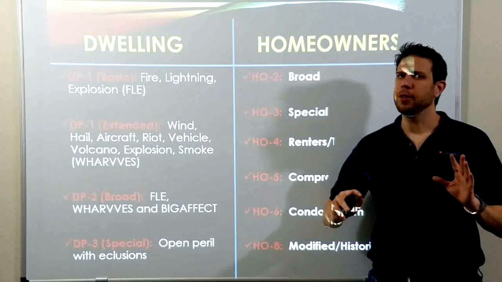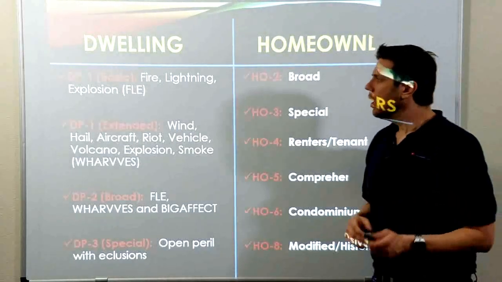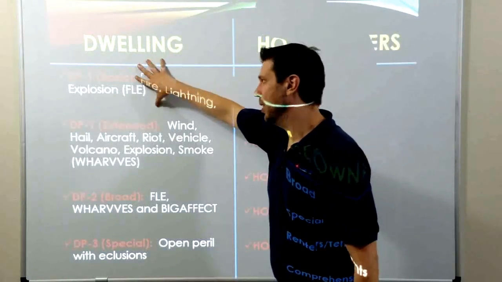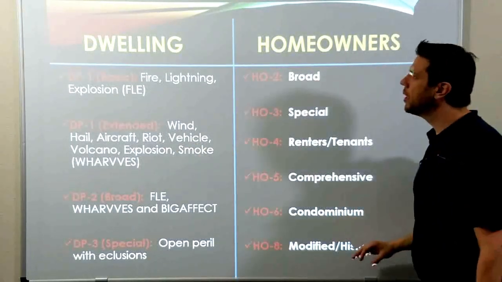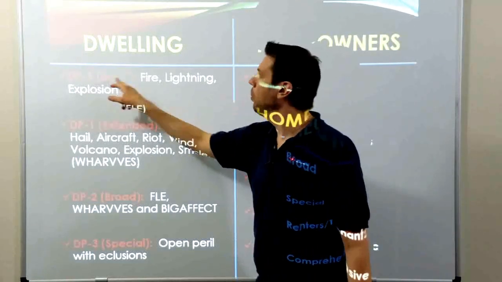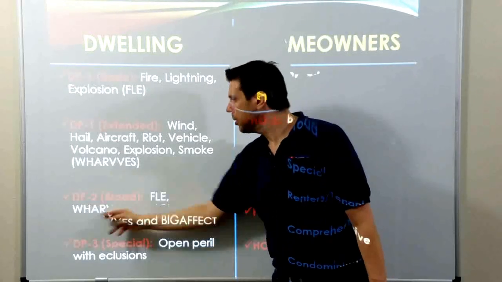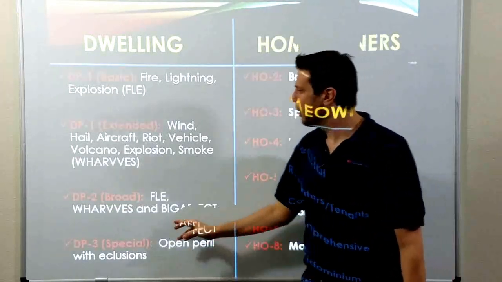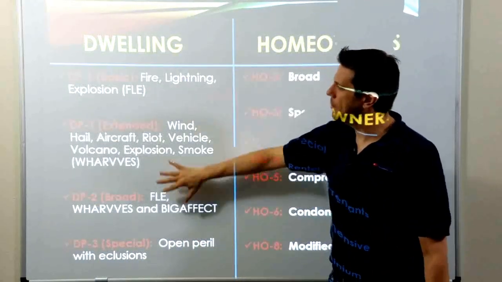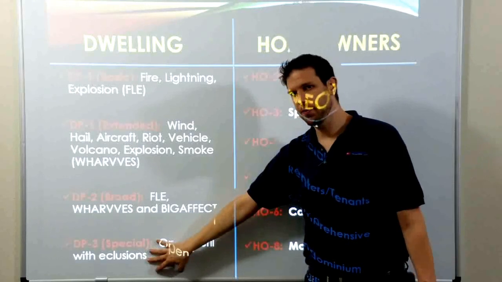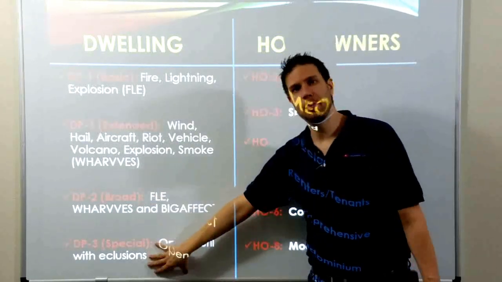Now let's see the different names for the homeowners and dwelling policies. There's 3 types of dwelling policies, and there's 6 types of homeowners policies. There's a dwelling policy 1 known as basic. There's a dwelling policy 2 known as broad, and there's a dwelling policy 3 known as special. So DP1 is basic, DP2 is broad, DP3 is special. 1 is the worst, 2 is okay, 3 is the best.